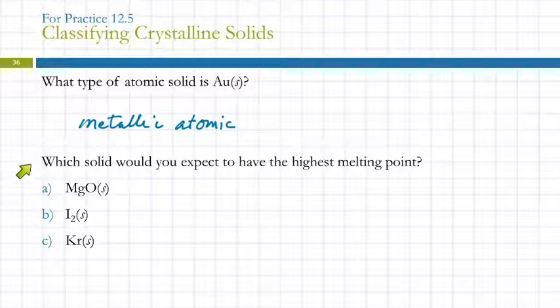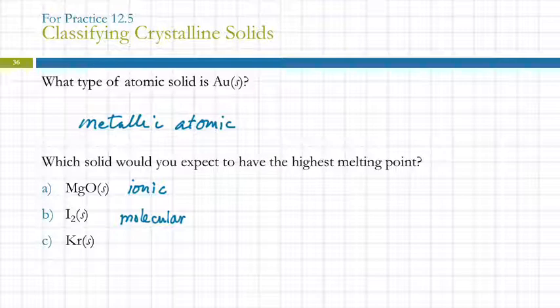A question like this: which solid would you expect to have the highest melting point? Well, what kind of solids are these? MgO. Yeah, that's ionic. A metal, nonmetal, that's going to be an ionic solid. What about this one, I2? That's a molecule, right? This is a molecular solid. And krypton there? Is krypton a metal? It's a nonmetal.